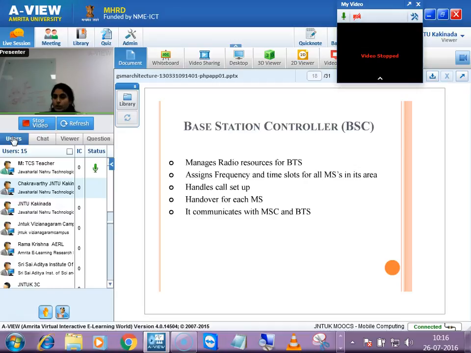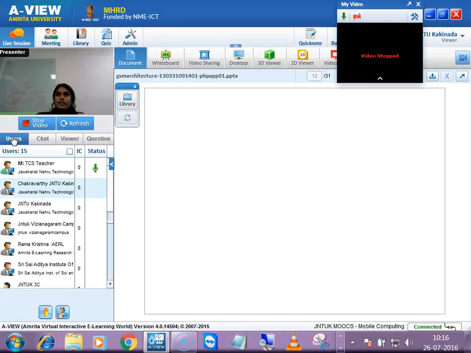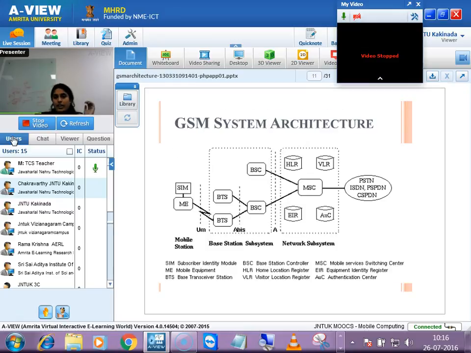And handover for each mobile station, when to hand over. As I told you, the mobile gives measurement reports to the base transceiver, and these measurement reports are transferred to the base controller. This is the controller, it controls everything which is under the base station. So decisions like when to hand over and to which cell to hand over will be taken care of by the BSC, and as you have seen in the architecture, it sits between the BTS and MSC.